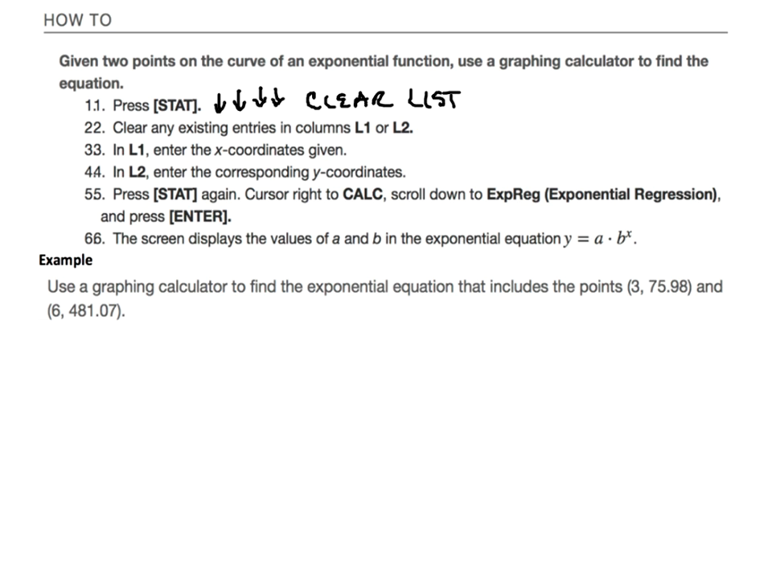I'm having to clear all my lists now. I'm doing it with the delete key actually. Okay, so for my x value of 3, in my list 2 I have 75.98, and I hit enter, and then it moves down to 6, and I have 481.07, and I hit enter. Okay, so I've got my list 1 and my list 2 ready to go, and I'll just click on my video real quick to show you what that looks like. Okay, so you can see I have my list 1 and my list 2.